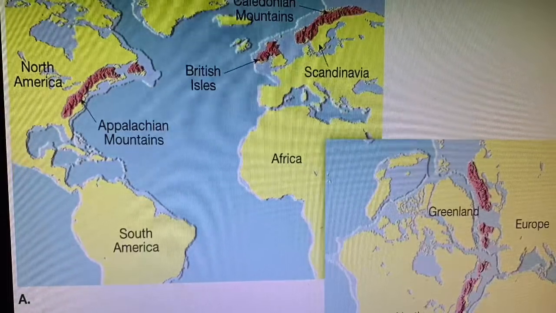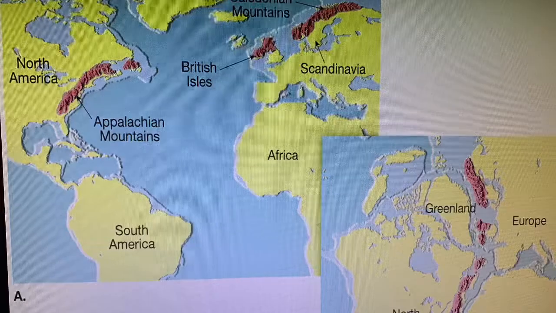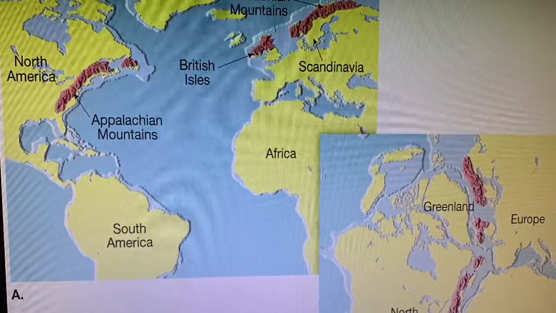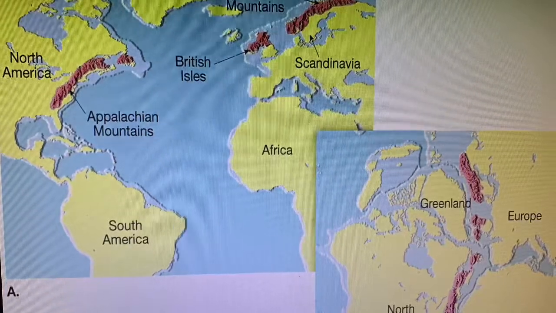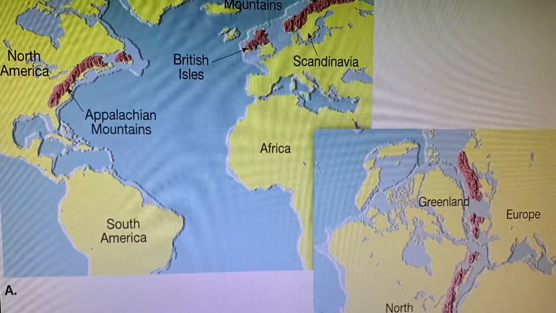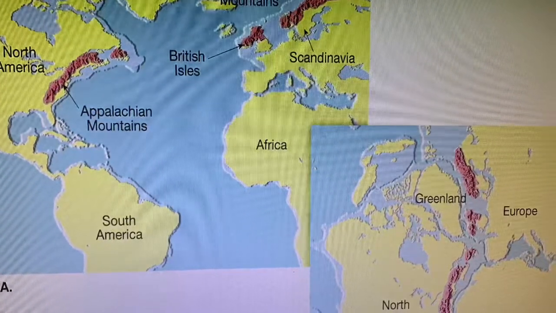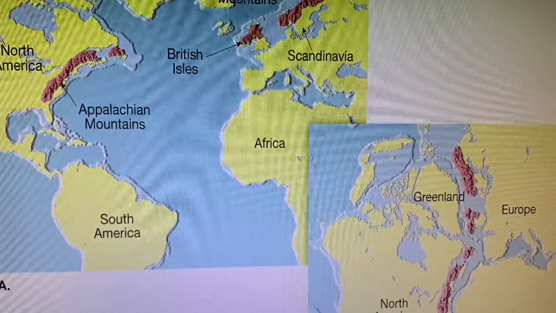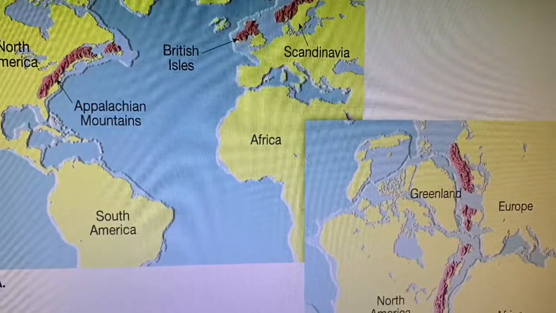Well, these mountains, we believe, used to all be one solid chain that ran the length of this entire area, and the Atlantic Ocean didn't exist. The Atlantic Ocean started as a divergent boundary and split this mountain chain in half. And so today we have the Appalachian Mountains in eastern North America and the Caledonian Mountains that run throughout Scandinavia and the British Isles.